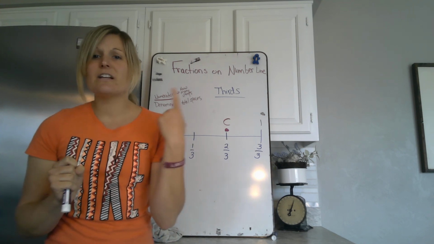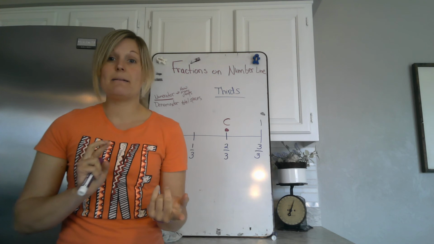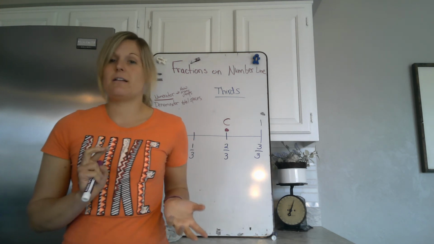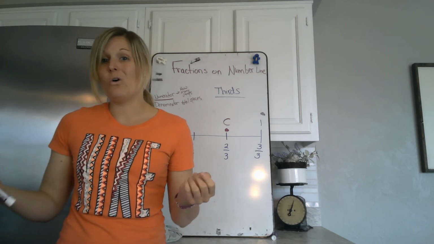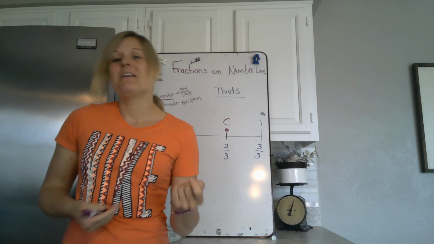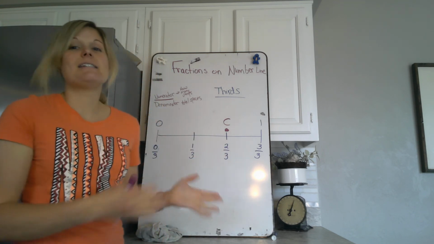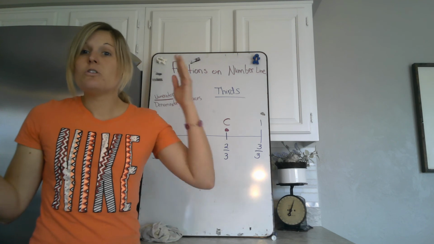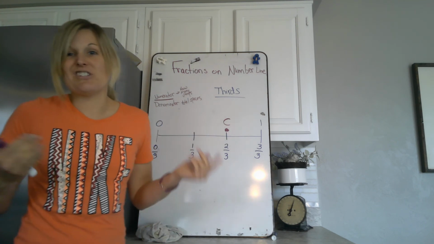I'll make another video later on that talks a little bit about how we do fractions on a number line where we have more than one whole represented, okay? But for right now, here's your basic when we're going from 0 to 1 whole and we're doing fractions. How do we do that?